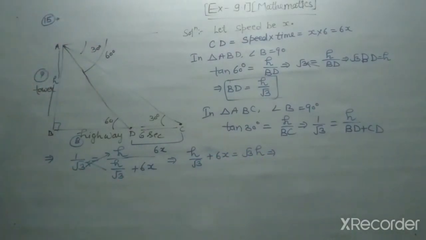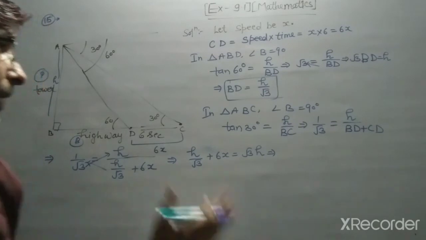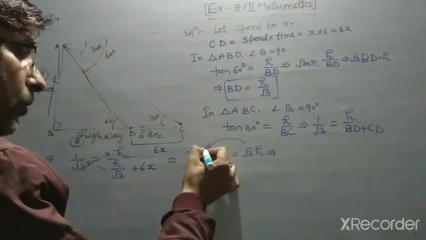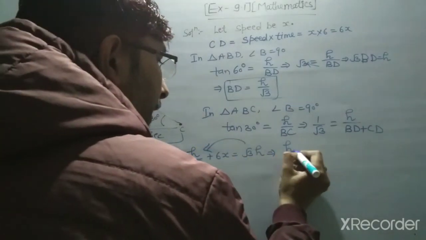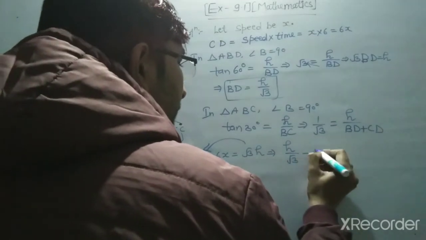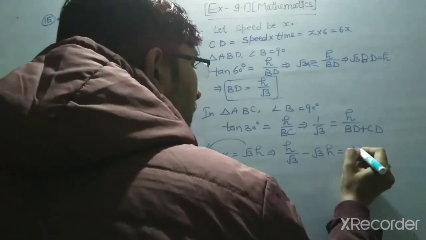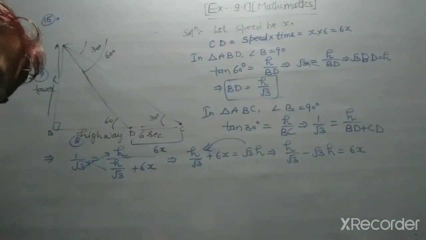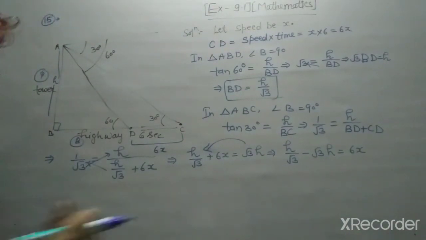Clear? You have to find the value of this in terms of x. So you have to do this here, and then h upon root 3 minus root 3h is equal to 6x. Clear? You have to write the answer with the help of this equation. So what is the value of h?